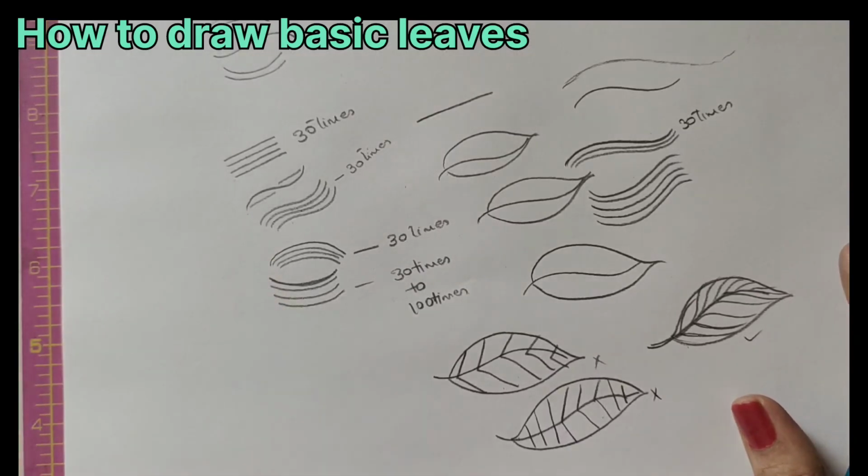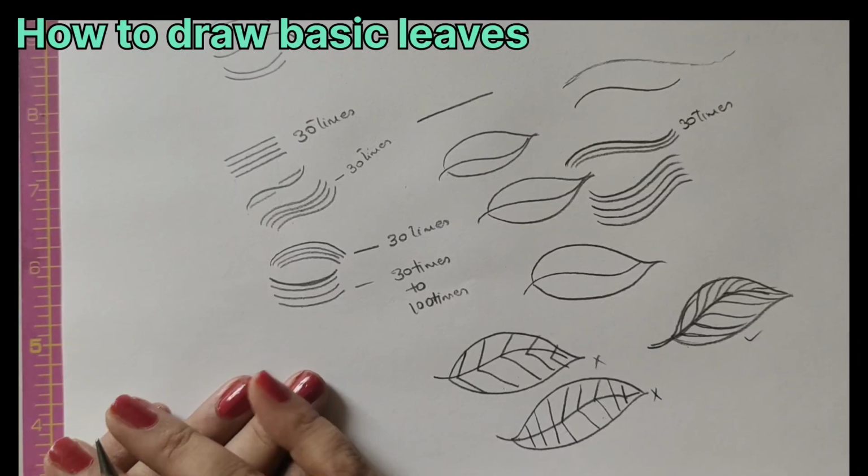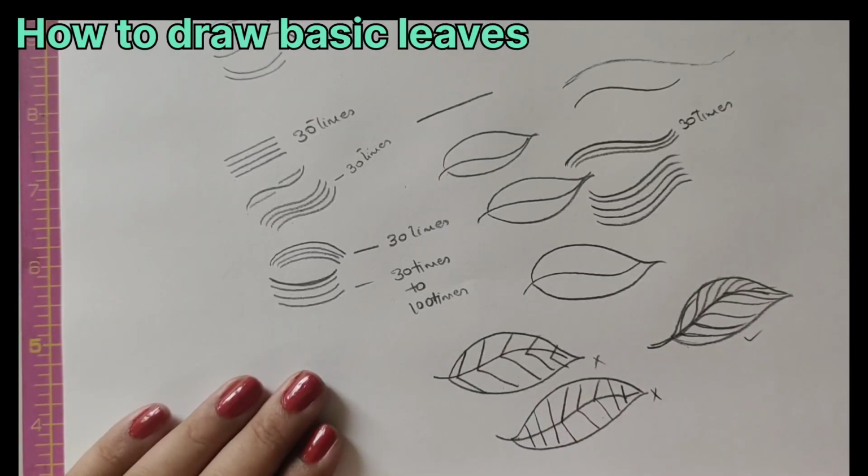Okay. So this is how we draw the basic shapes of the leaves, and for practicing this we need to practice these lines, curves and all. So you should be perfect in this and keep drawing. I hope you all understood very well.